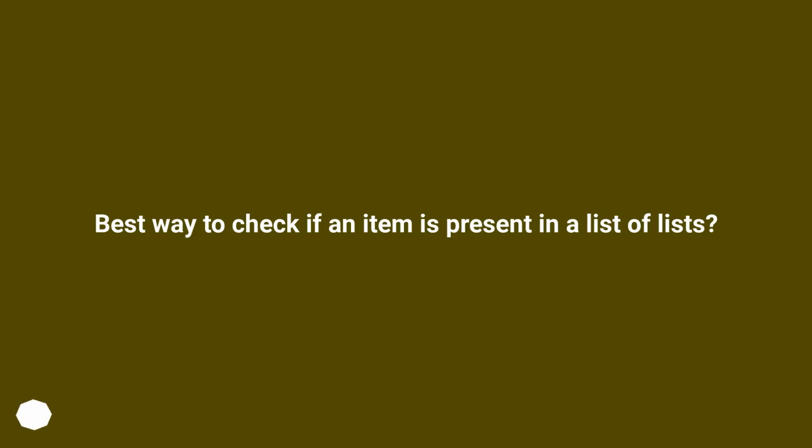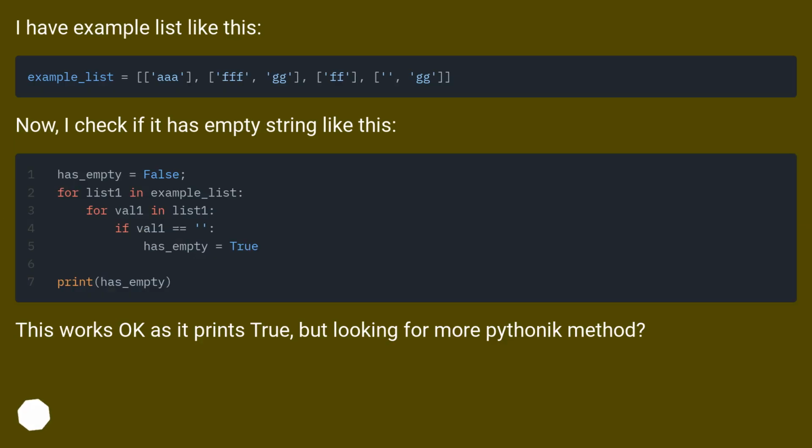Best way to check if an item is present in a list of lists? I have example lists like this. Now, I check if it has an empty string like this. This works okay as it prints True, but I'm looking for a more Pythonic method?